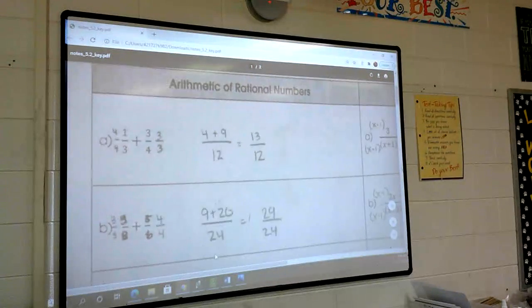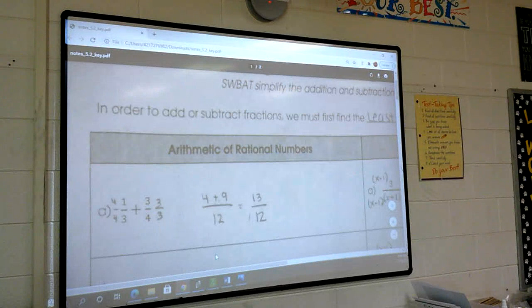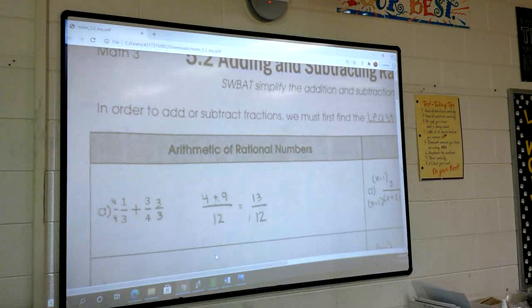So, for instance, we go over here on the left side, we look at A. A says 1/3 plus 3/4. If you want to add 1/3 and 3/4, they don't have the same denominator. So you have to find their least common denominator. You say, what's the smallest number that 3 will go to and 4 will go to? And that would be 12. So you start counting 4, 8, 12, 16, 20. You count by threes. 3, 6, 9, 12. So 12 is the smallest number that both the 3 and the 4 will go to.